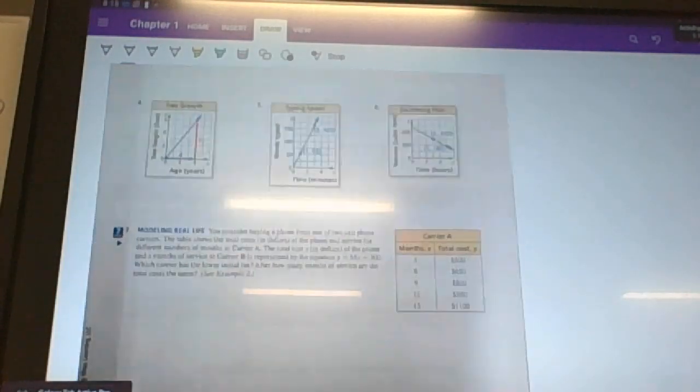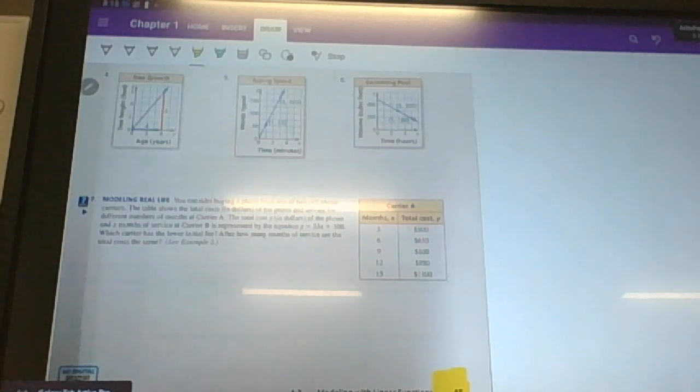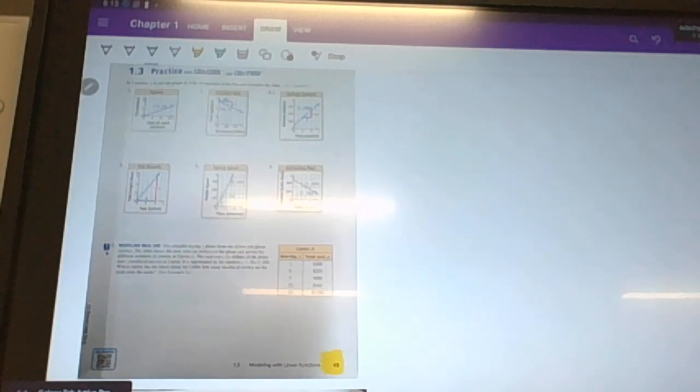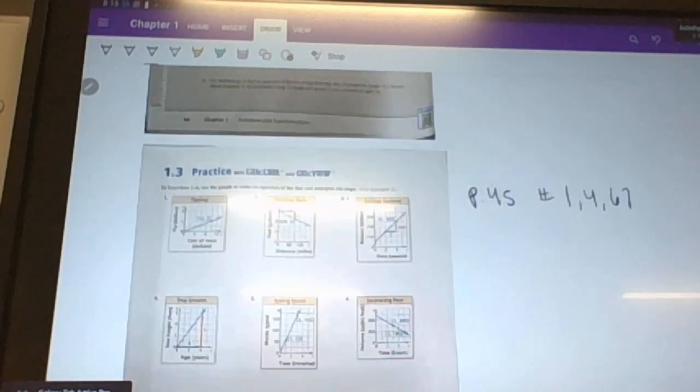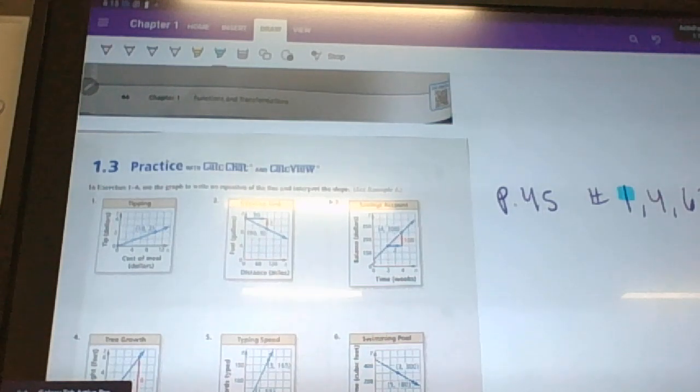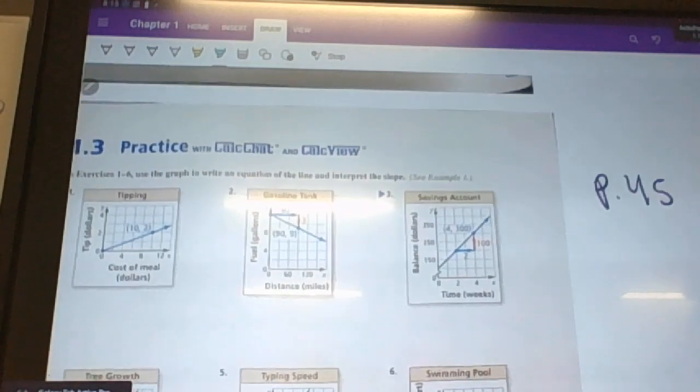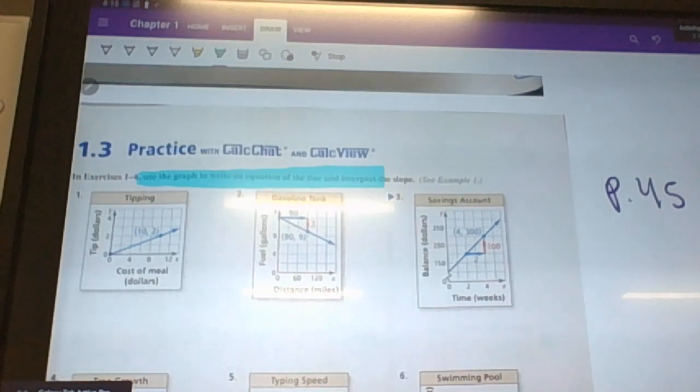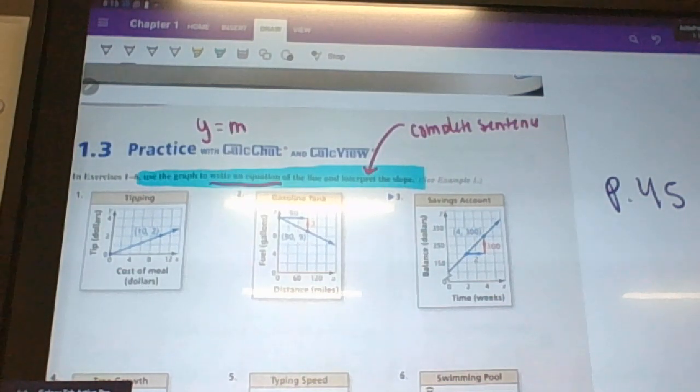All right, you guys, I'm going to just take a look at your assignment with you for a minute. So everybody go to page 45 so I can help you understand what you're looking at. It's number 1, 4, 6, and 7. So that means that you can check 1 and 7 in the back of your book. You have those answers. Okay? It says use the graph to write an equation of the line and interpret the slope. Interpret the slope means complete sentence. And write an equation is y equals mx plus b. So if you need to use slope formula to figure out the slope, use slope formula. If you can just count rise over run, just count rise over run.